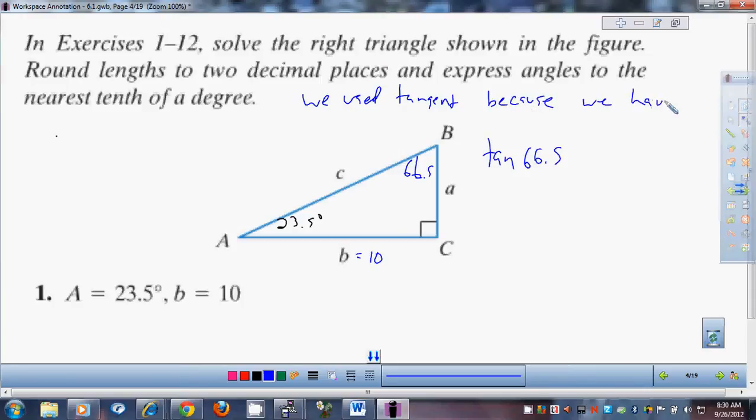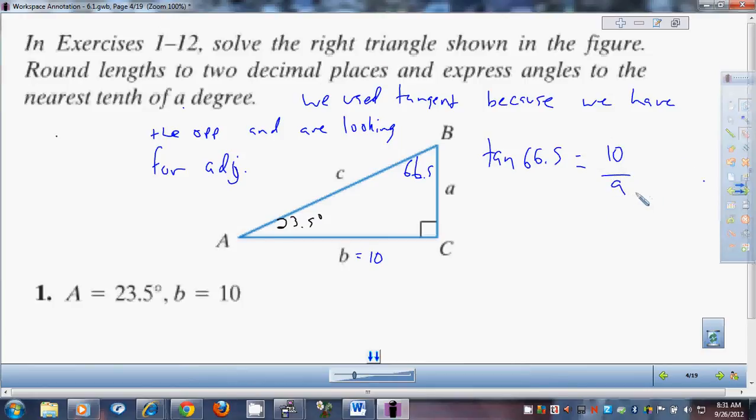because we have the opposite and are looking for the adjacent. I'm not going to do this every problem, but don't just think that it's always tangent. It's not. It depends on what you're looking for. Oops, adjacent. There we go. So, tangent of 66.5 equals opposite over adjacent.